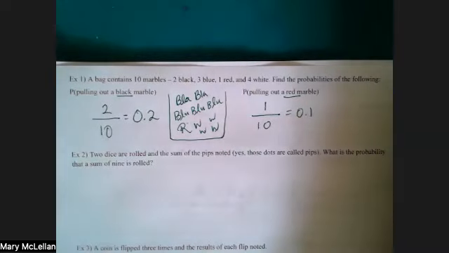What's the probability of pulling out a red marble? Well, there's only 1 red marble in the bag, so our numerator, the number of outcomes in the event of pulling a red marble, is 1 out of the number of items in our sample space. 1, 2, 3, 4, 5, 6, 7, 8, 9, 10. Still 10. 1/10. This is 0.1.